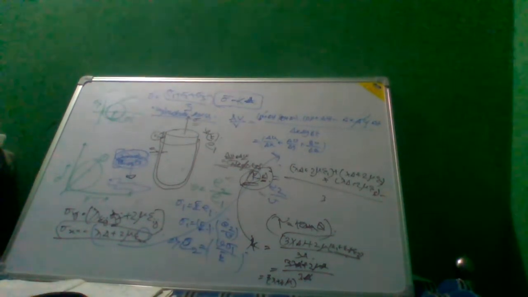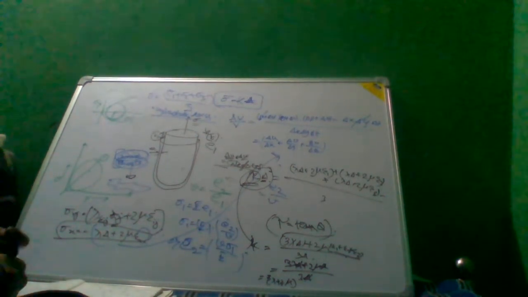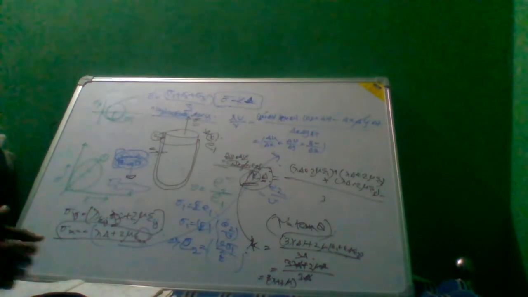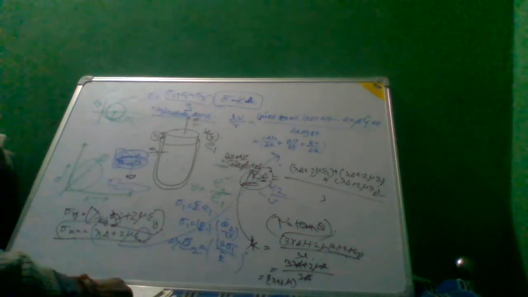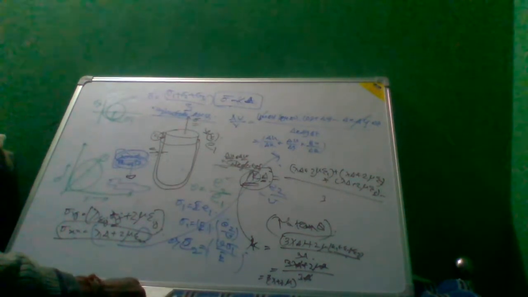And as we have seen, sigma xx is equal to lambda into theta plus 2 into mu into Exx, and similarly 2 mu into Eyy, 2 mu into Ezz. So from that, this equation is very important.